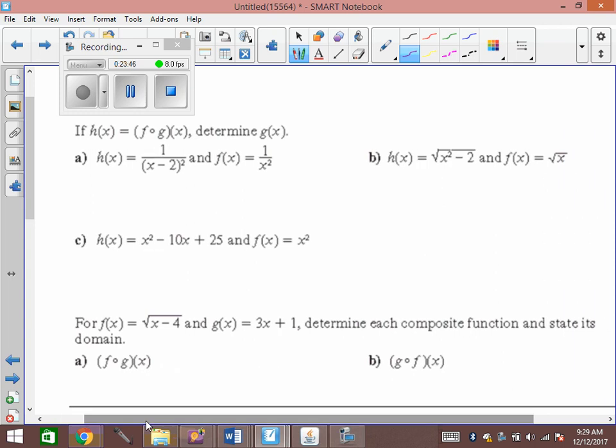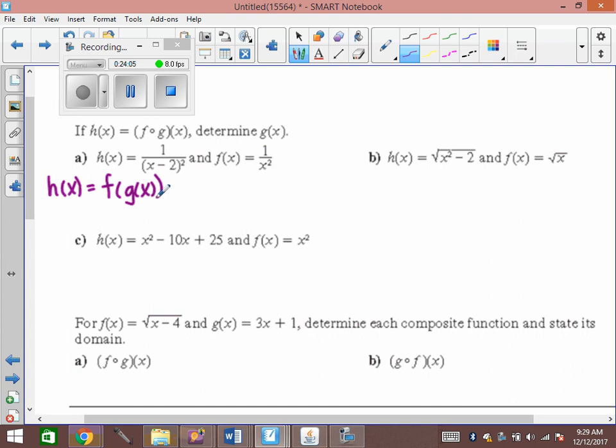So we'll do this one here. This is one of those where I give you h of x and I give you f of x and make you find g of x. You remember those weird ones? These ones are the ones where you have to actually look and think, hey, what would I have to do? So h of x equals f of g of x.